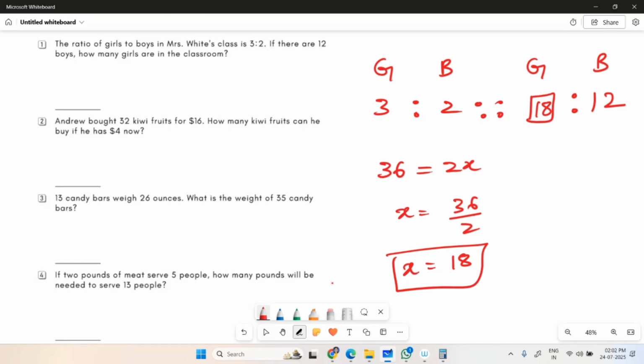Okay. I hope you understand about ratio and proportion. If you have any doubts, you can ask me in the comment section. I will help you in solving the questions.